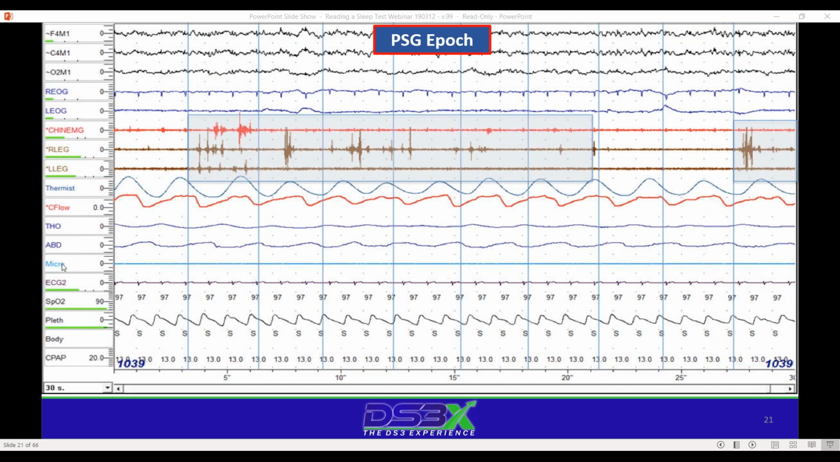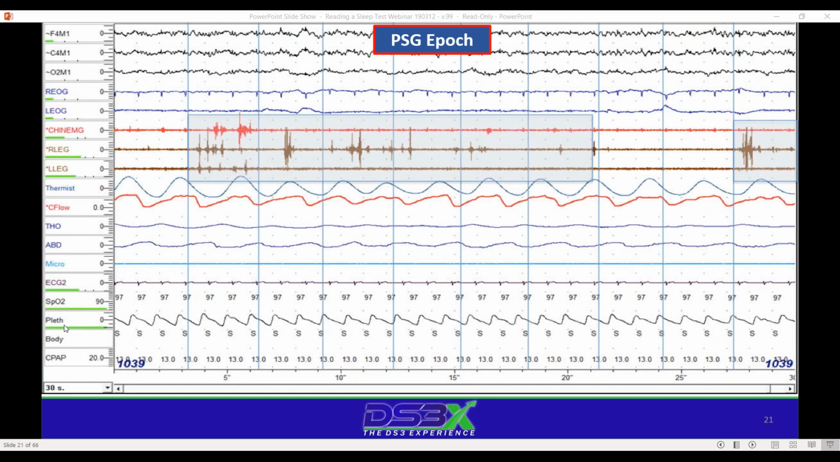Some of them have microphones, so you actually record snoring sounds. These are the EKGs or ECGs for the heart. And then we measure our pulse oximetry. And then pleth, which is, geez, I'm having a brain freeze.